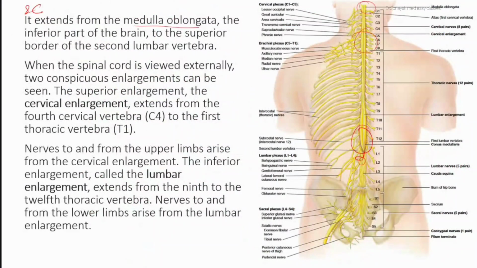This is a more elaborate picture of the spinal nerves. These are the cervical nerves. These are the thoracic nerves. We have 12 pairs of thoracic nerves. We have 8 pairs of cervical nerves. And we have 5 pairs of lumbar nerves. And then we have 5 pairs of sacral nerves. And we have 1 pair of coccygeal nerve. And then it ends with the filum terminale, or the terminal filament.